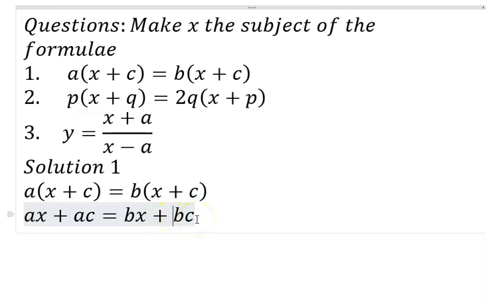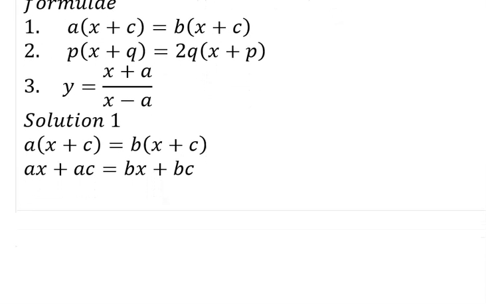The next thing now is, if you look at it, this one has ax, this one bx, this one ac, this one bc. So we can collect like terms, those that look similar, that look alike. Let's see what we can do. We actually want to make x the subject of the formula, but we need to factorize first, before we can make x our subject. So we have ax here, we have bx here, this one also has x.